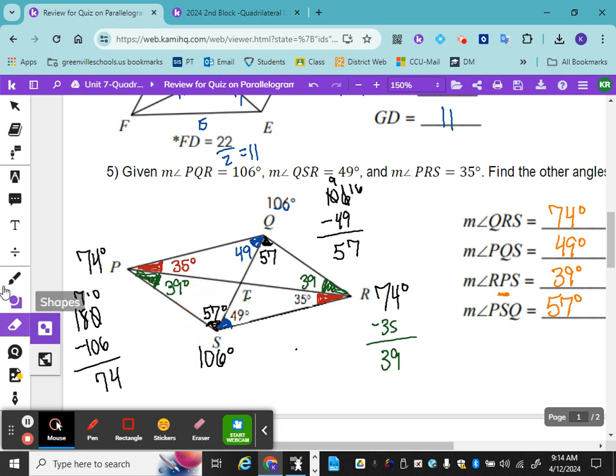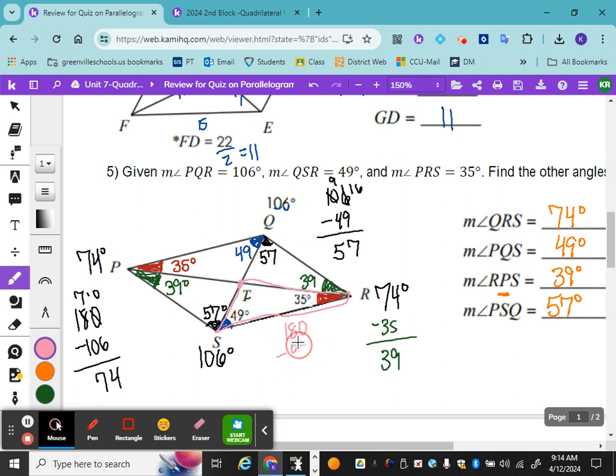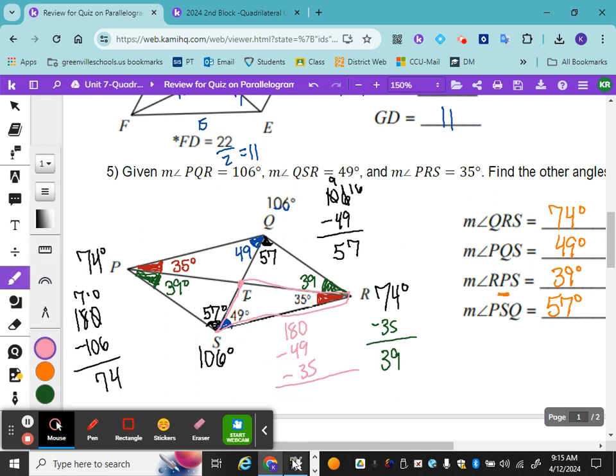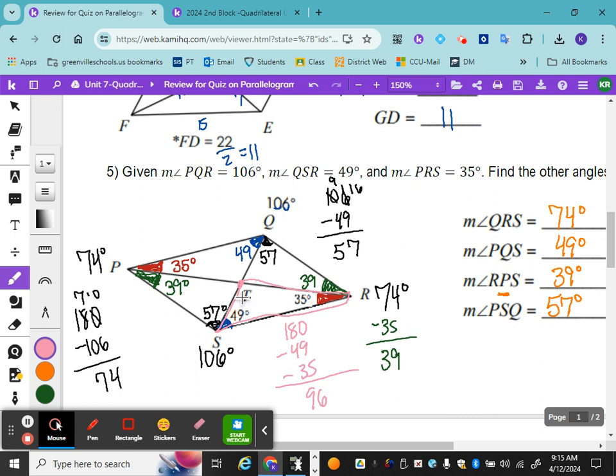If you need those middle angles, remember they form a triangle. So you can find it from this triangle or that triangle or that triangle. But it'd be 180 minus 49 minus 35 to figure out what's left. Remember, triangles have to add to 180. 180 minus 49 minus 35 is 96. So this is 96 and this is 96.